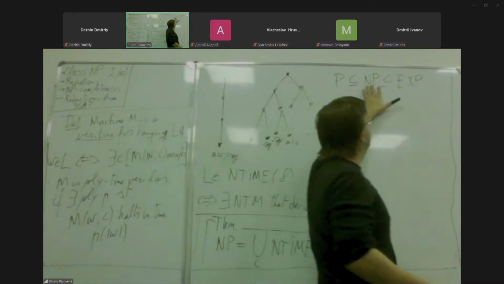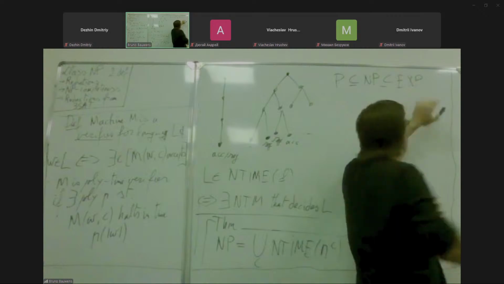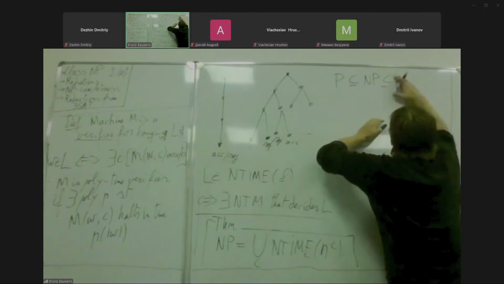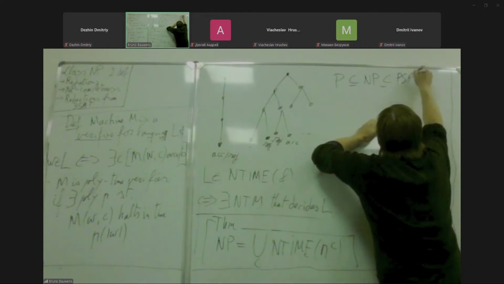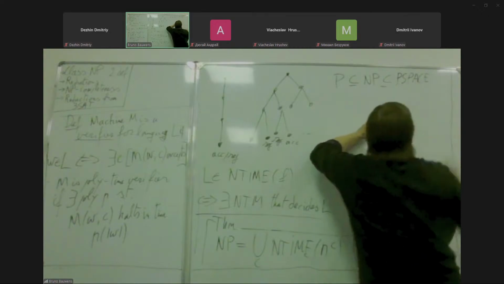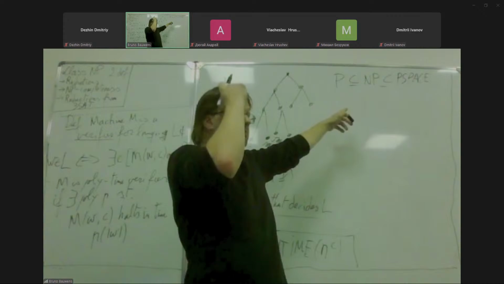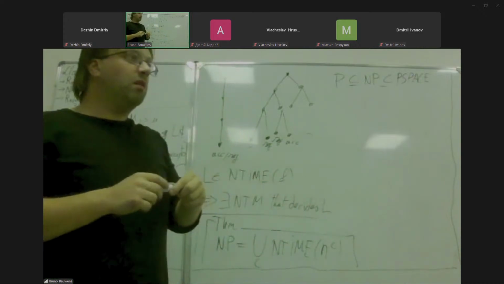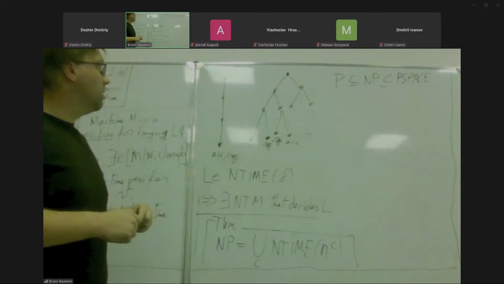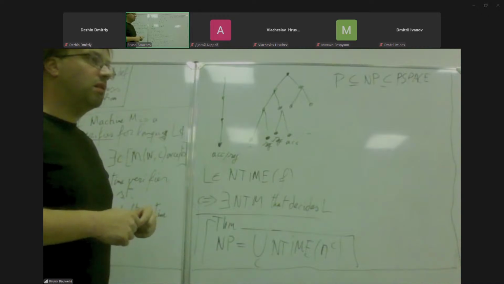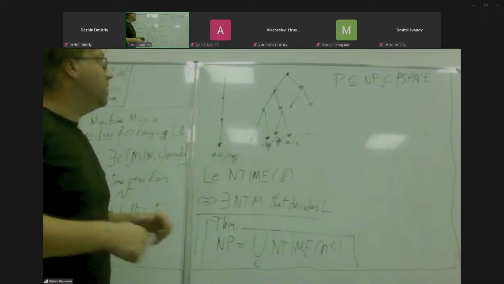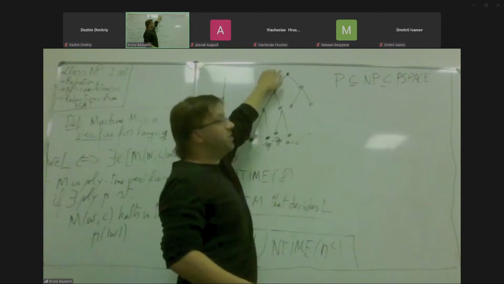So now let's prove that NP is in X. Oh, actually, we can do better. NP is in PSPACE. So why is it true? Because the branches have at most polynomial length, so you use this definition.